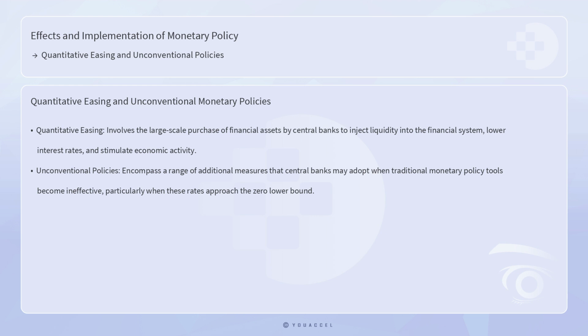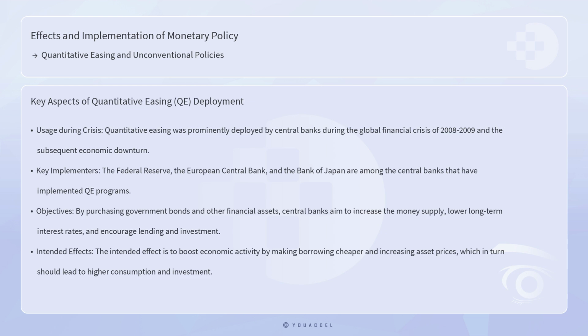Unconventional policies encompass a range of additional measures that central banks may adopt when traditional monetary policy tools, such as lowering short-term interest rates, become ineffective, particularly when these rates approach the zero lower bound. Quantitative easing was prominently deployed by central banks during the global financial crisis of 2008-2009 and the subsequent economic downturn.